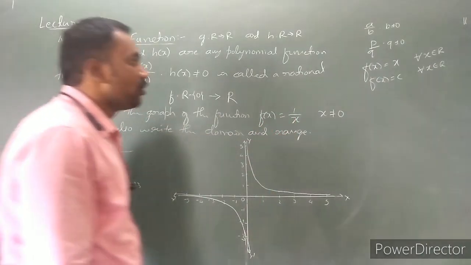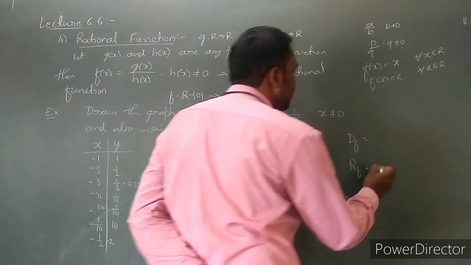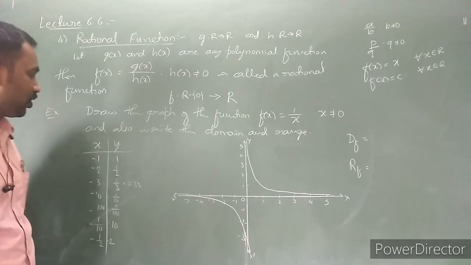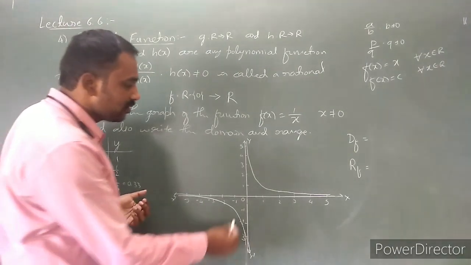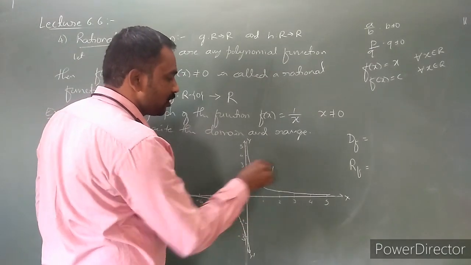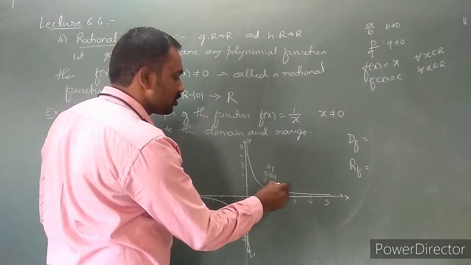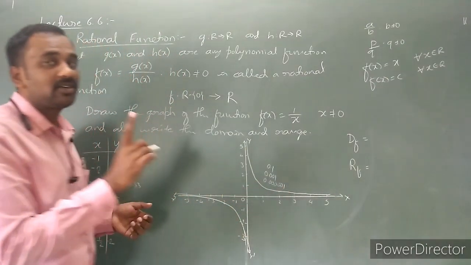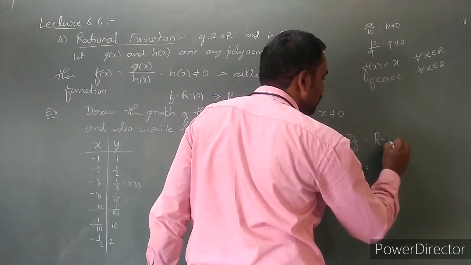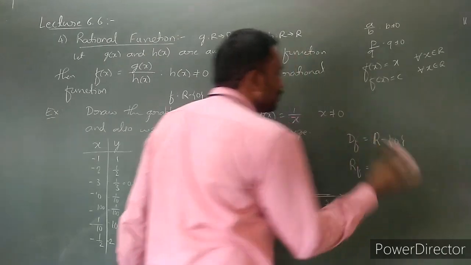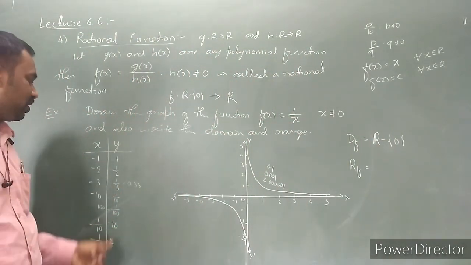Now domain and range. What is the domain of the function and what is the range of the function? Here positive values and negative values, all the values are taken. 0.1 is taken, 0.001 is taken, 0.000000001 is taken, but not exactly 0. Therefore, the domain is all real numbers except 0. Is that clear? Next, what is the range?